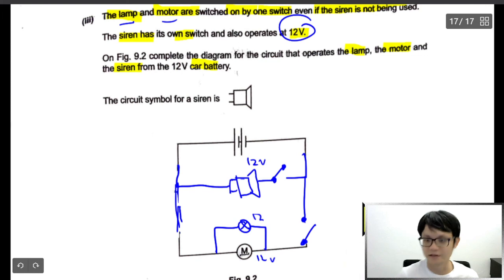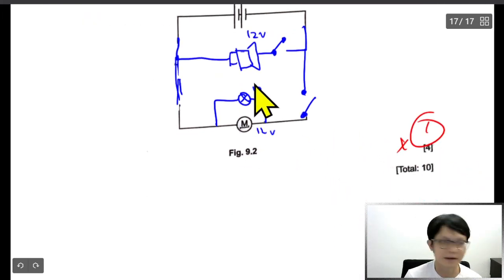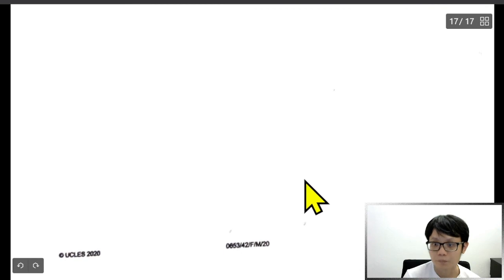Okay, they are not that difficult. So the student got 1 mark. If everything you do is correct, you get 4 marks. So basically that's it.